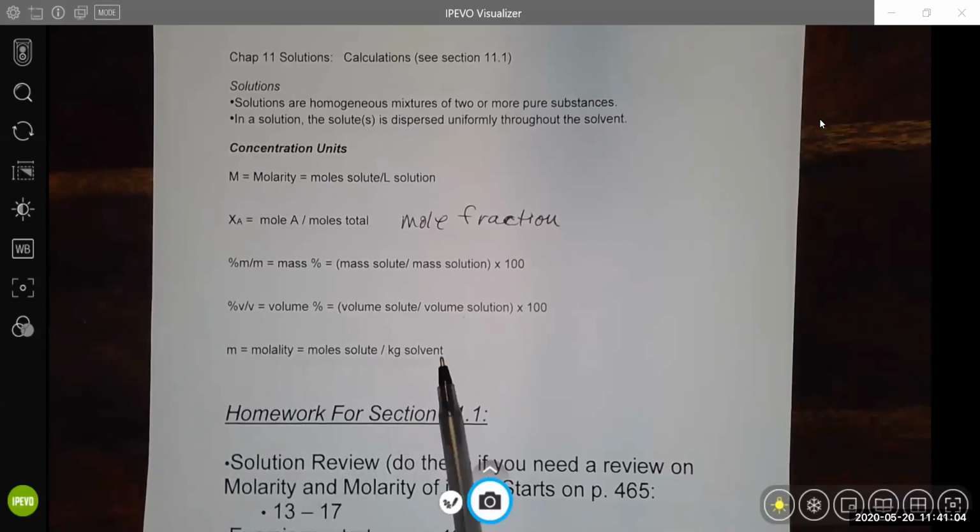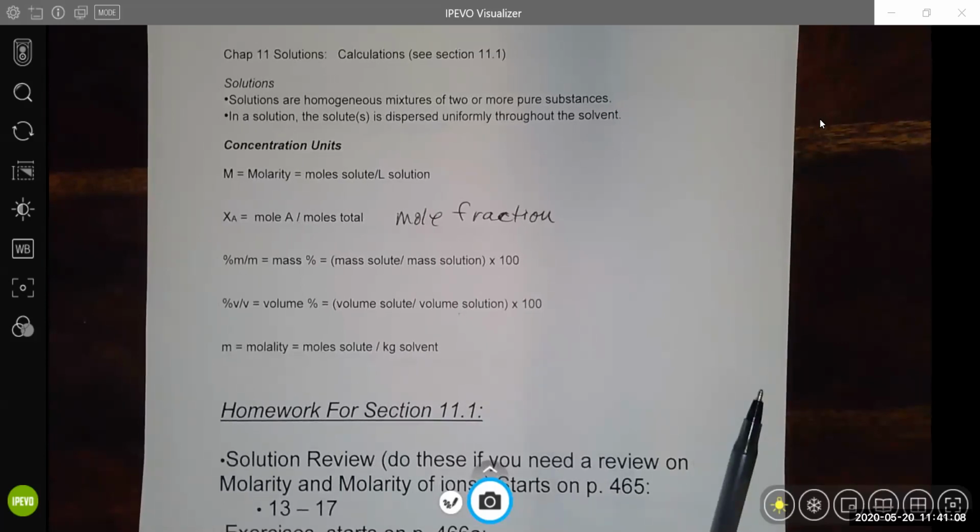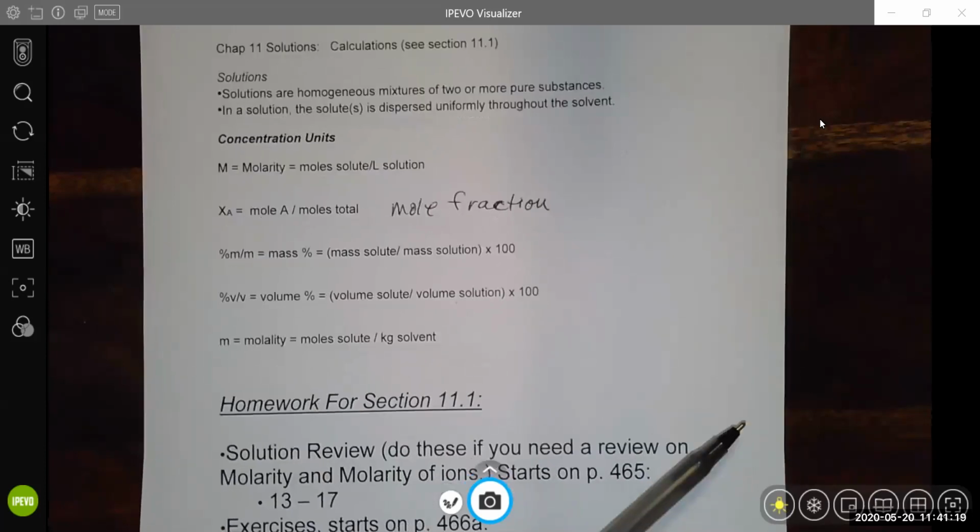Why do we need another one if we got all these? Well, this is going to be used in certain formulas that we see a little bit later on in the chapter, where it requires us to have the molality in there. So it's used in certain physical formulas that we need. It's required to have molality.